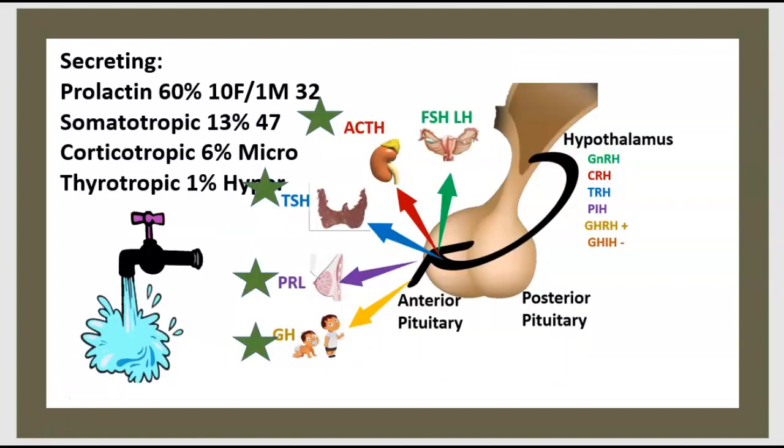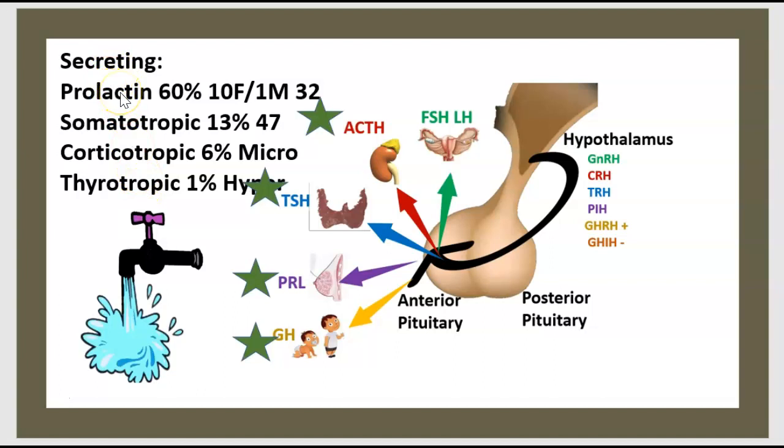Let's start with secreting tumor. Among secreting tumors, there are 4 categories. The first one is prolactin secreting tumor. The second one is somatotropic tumor. The third one is corticotropic tumor. And the fourth one is thyrotropic tumor.